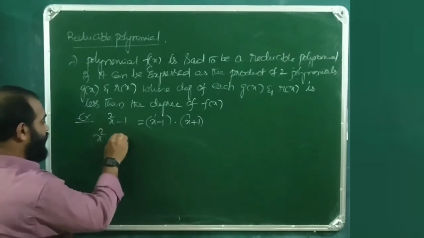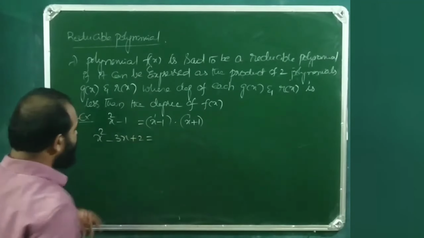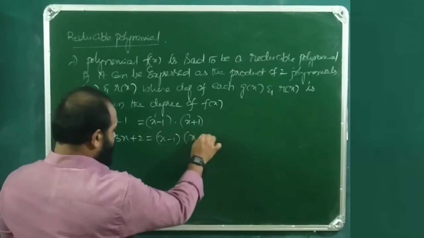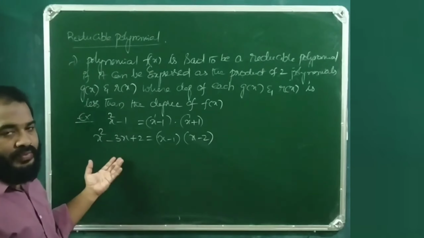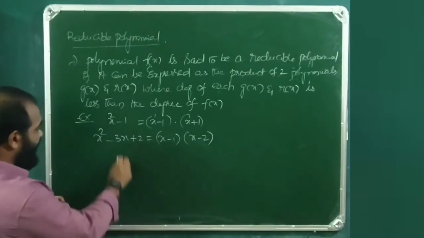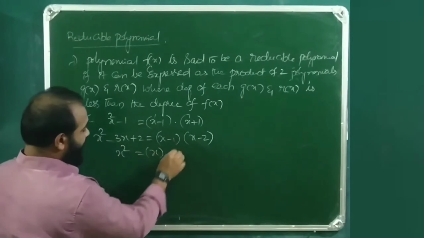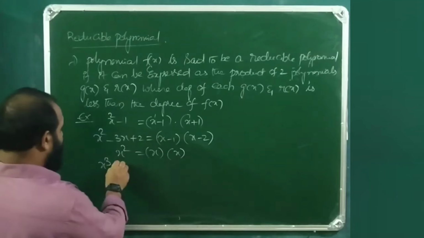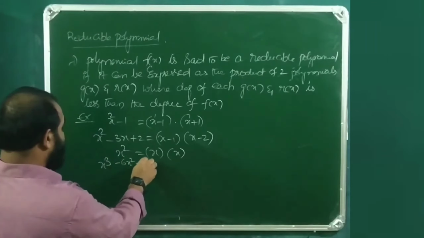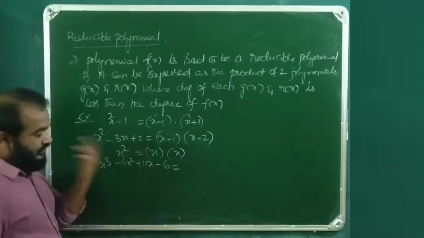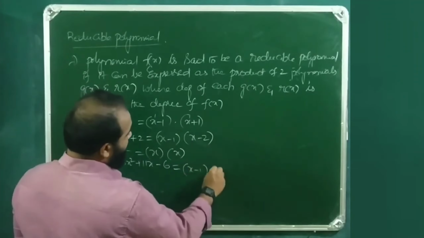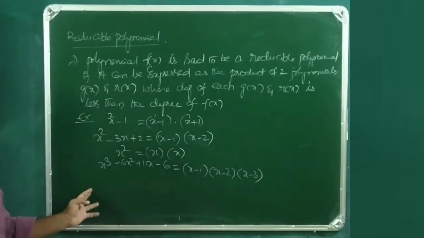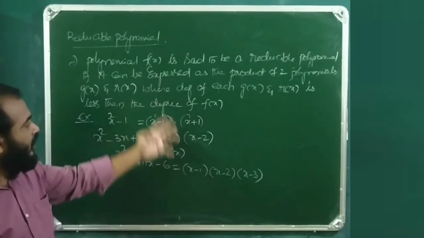And if you take x square minus 3x plus 2, this is also x minus 1 into x minus 2. This is also a reducible polynomial. And even x square, this is x into x. And if you take x cube minus 6x square plus 11x minus 6, this can be written as x minus 1 into x minus 2 into x minus 3. So these are all reducible polynomials.